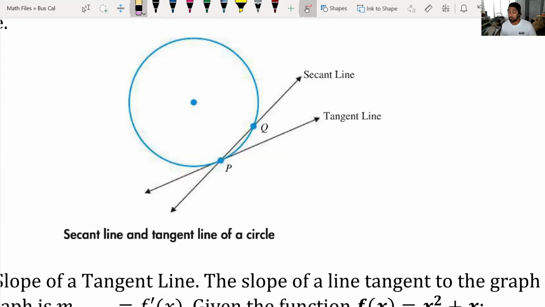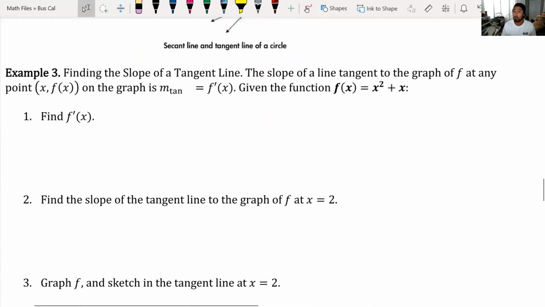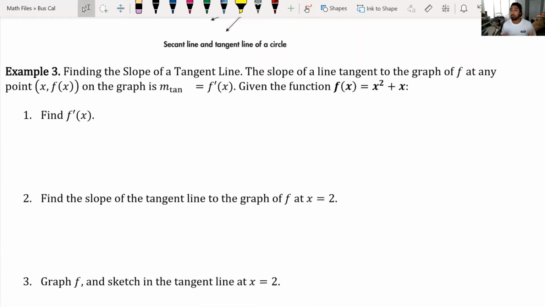We're gonna find the derivative of a function, and then we're gonna find the slope of the tangent line, and then we're gonna find the equation of the tangent line and graph it. Okay, so that's what a tangent line is. And remember, the slope of the tangent line is the same as the derivative. Okay, so we have the slope of a tangent line to the graph f at any point x, f of x on the graph is given by the slope of the tangent line is also equal to the derivative, everything I just said above. Given the function x squared plus x, find the derivative.